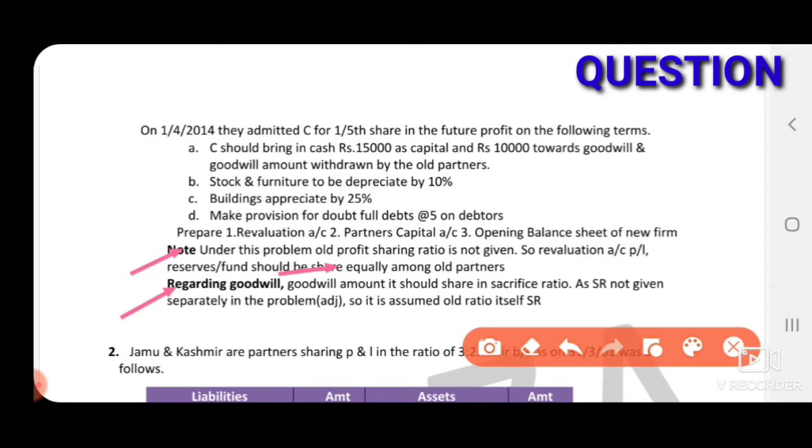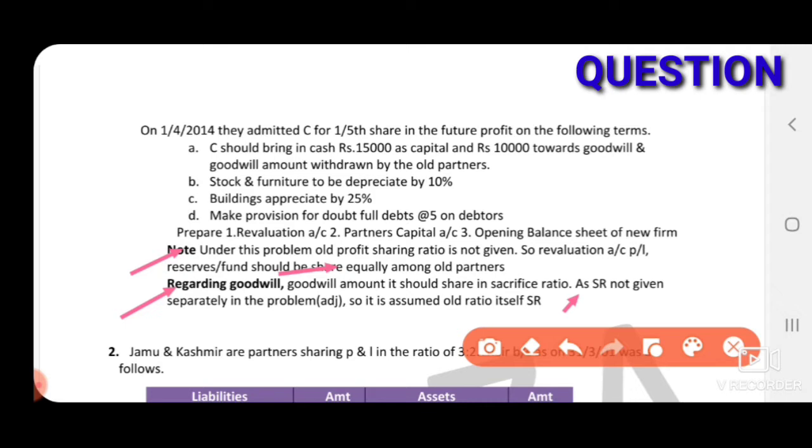Next, regarding goodwill amount, it should be shared in sacrifice ratio. You know the goodwill amount, case 1, case 2, that is goodwill brought in the form of cash by the new partner, that we have to share in sacrifice ratio. As sacrifice ratio is not given separately in the problem, that is in the adjustments, it is assumed the old ratio itself is the sacrifice ratio. In earlier classes also, I explained that in the absence of sacrifice ratio, the goodwill amount we have to share in the old ratio itself.